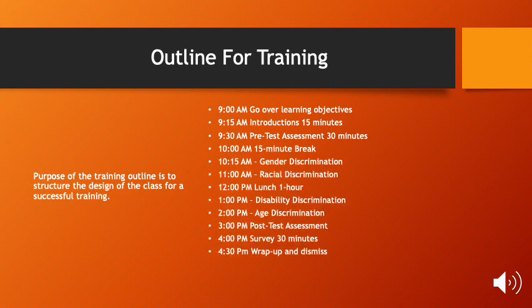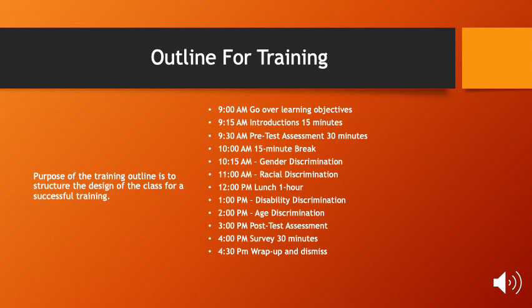The purpose of having an outline is to structure the design of the training. We will start the training at 9 a.m. to cover the learning objectives, introductions for the trainees and trainer. We'll do the pre-test assessment, which we'll allocate approximately 30 minutes for. After the pre-test, we'll take a 15-minute break.